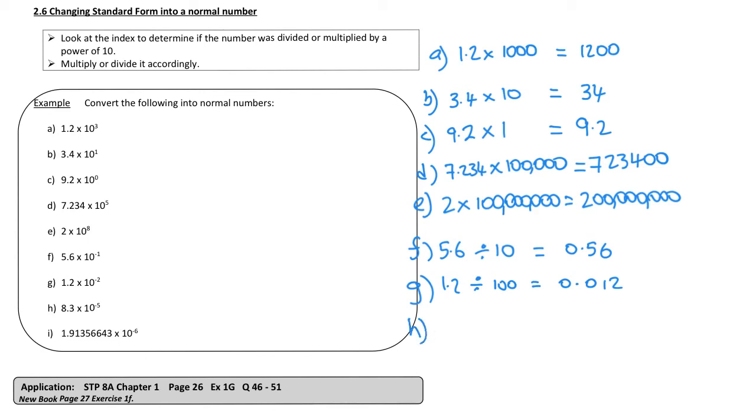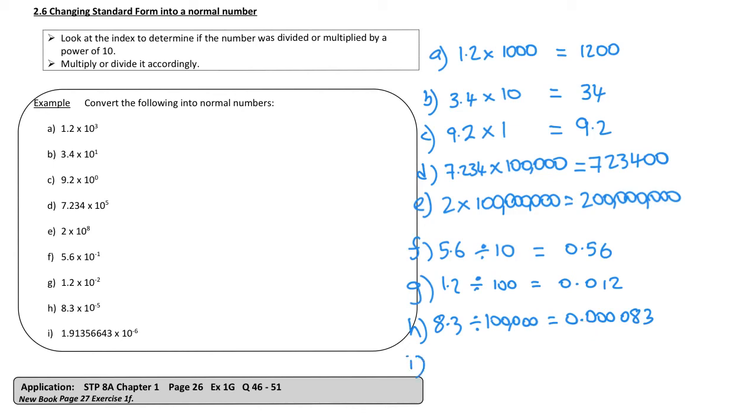H, 8.3. Again, it's a divided by because it's a negative power. 10 to the power of 5, which is 100,000. And what we're going to have there is 0.0000083. And we can see we want the decimal place to move 5 times, so it was in between the 8 and the 3, and it's been moved once, twice, 3, 4, 5 times.